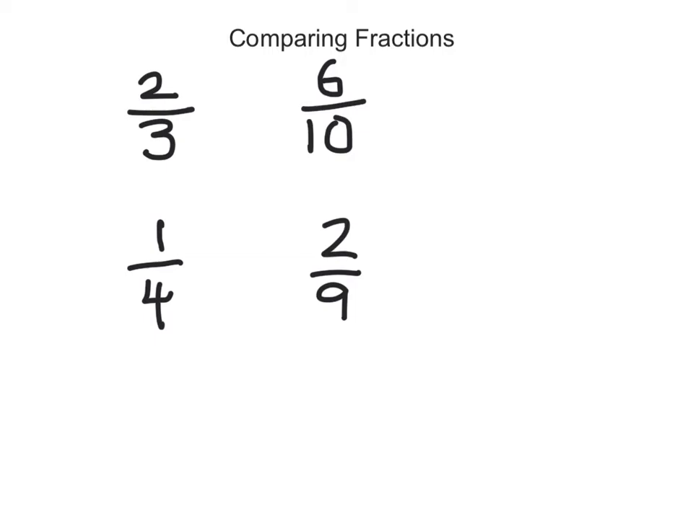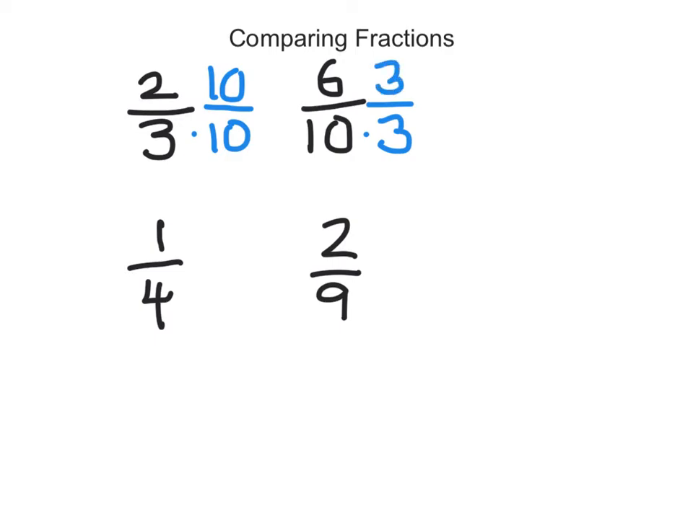So let's look at our first pair of fractions, 2/3 and 6/10. Let's just get a common denominator, and it doesn't have to be the least common denominator. The easiest way to get a common denominator is to multiply each denominator by the other. So multiply 3 times 10 and multiply 10 times 3. Now, since we don't want to change the actual value of the fraction, we need to multiply the numerators of each fraction by the same amount.